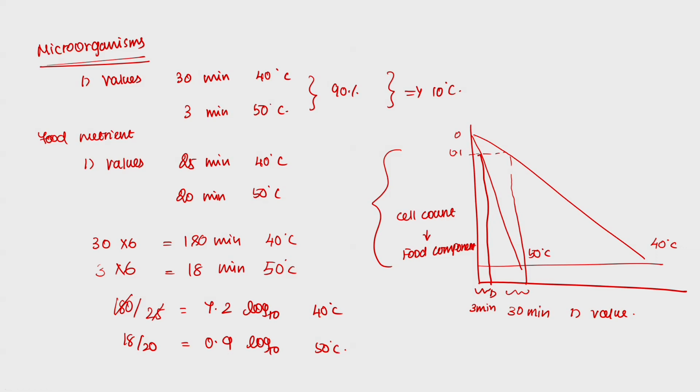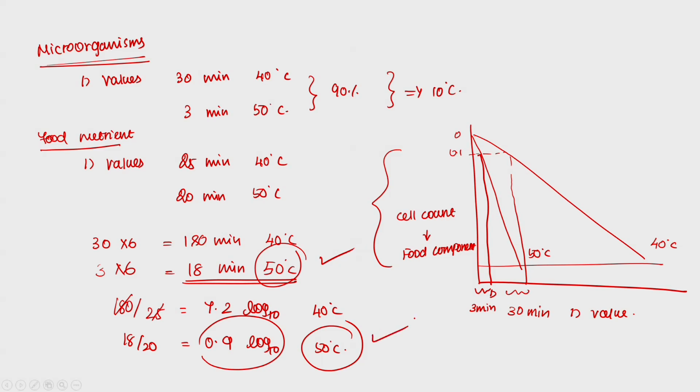Right. So if you understand things clearly, I would require 18 minutes, which is less time, at 50 degrees centigrade. Also, I am getting only 0.9 log reduction in terms of food nutrient, because my aim is to kill the microorganism, not to reduce any food nutrient. So in that case I would choose 50 degrees centigrade as the higher temperature as my target, right.